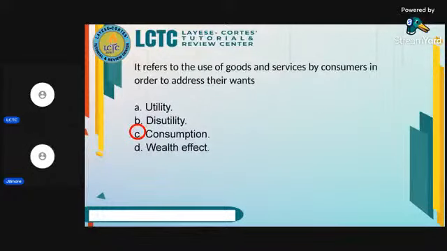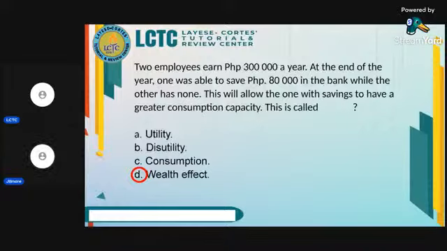Wealth effect. For example, there were two employees with the same earnings per year, let's say 300,000 a year. At the end of the year, the other one was able to save 80,000 pesos in the bank, while the other one has none. The 300,000 were all consumed. This will allow the one with the savings to have a greater consumption capacity. That's wealth effect.